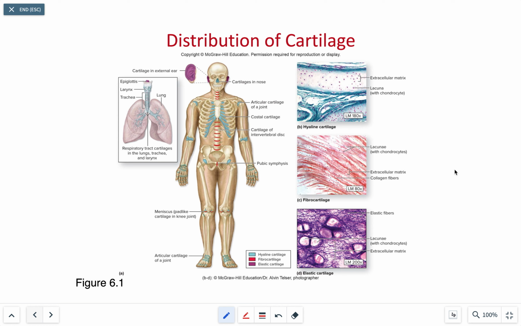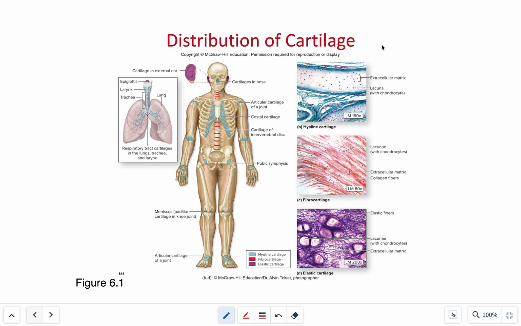Some general characteristics of cartilage connective tissue is it's weaker than bone, but it has more resiliency and is more flexible to stress. Some important functions of cartilage include supporting soft tissues, providing gliding surfaces at articulations or joints, and also providing the rough draft for bone formation when we get into endochondral and intramembranous ossification.